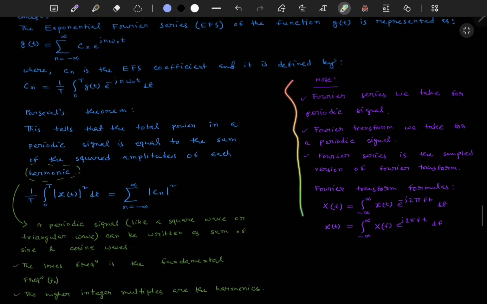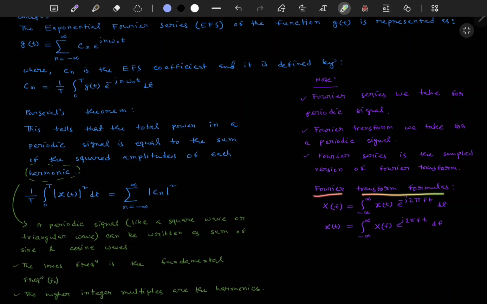Now another important note: Fourier series we take for a periodic signal, and Fourier transform we take for an aperiodic signal. Fourier series is a sampled version of the Fourier transform.